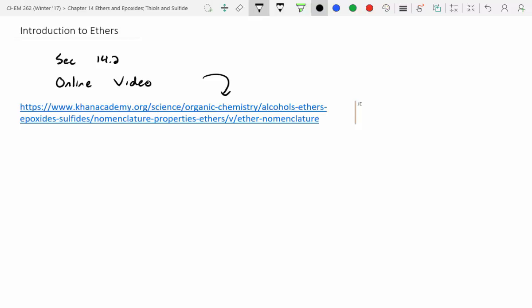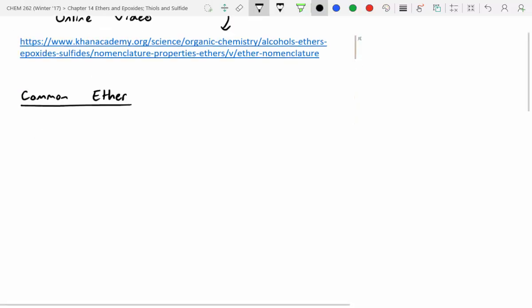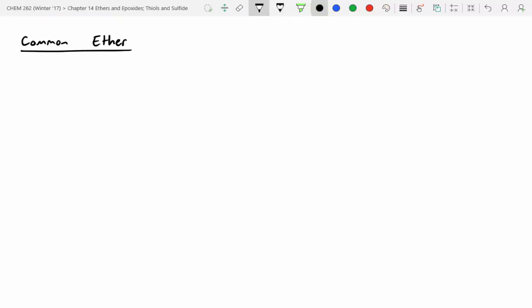I don't expect you guys to know all of the wackadoodle funky ether names, but I did want to show you a couple of common ethers that don't really follow the IUPAC naming system. The first one does follow the IUPAC naming system, but I just wanted to cover it anyways. What's this solvent called? Diethyl ether. Looks like a bat.